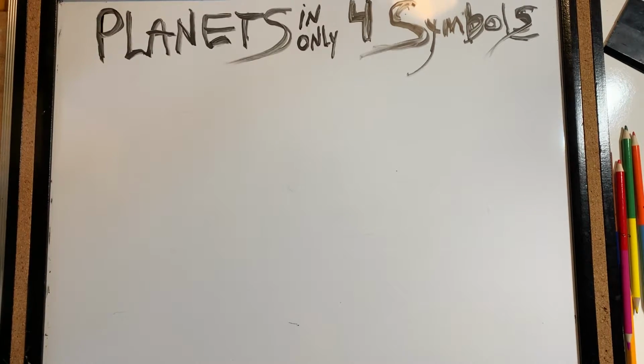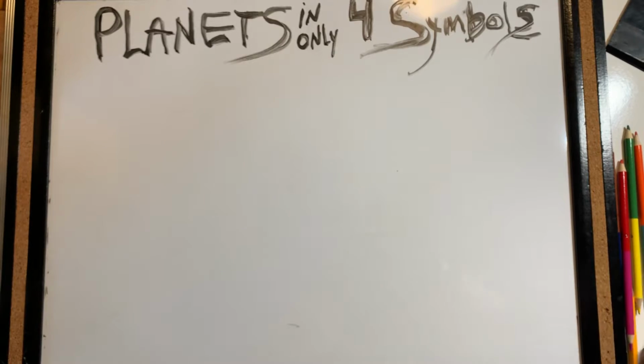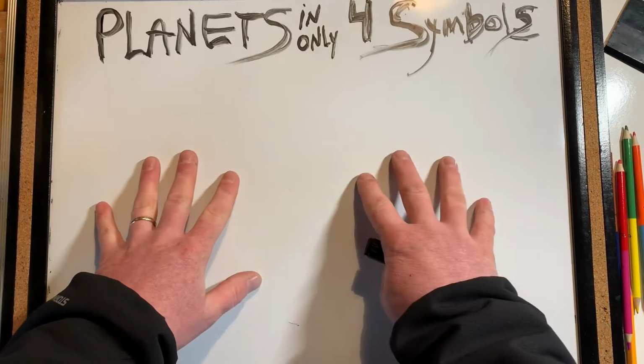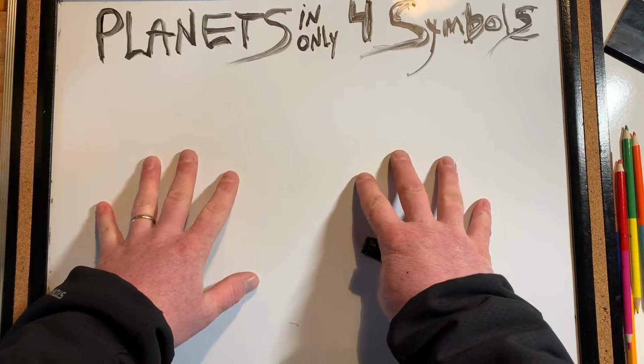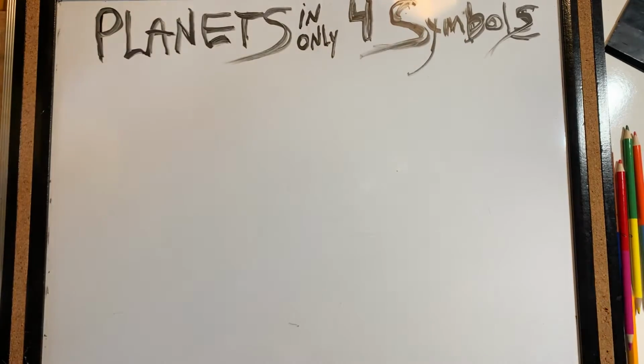This is a look at all our planets, in fact, our solar system, in just 4 symbols, right? This concept that we can have a solar system which contains a sun and then multiple planets. And those planets have meaning, but they're all really comprised of just 4 symbols.